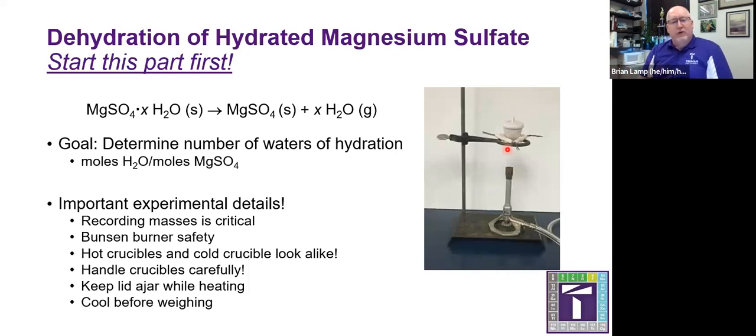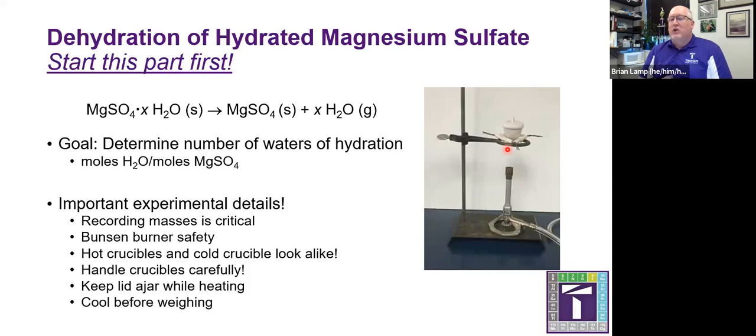Okay, so a few things that you want to keep in mind as you're working through this experiment. You want to make sure that your mass measurements are reliable. So be sure that you take care to record the mass measurements that are necessary, and that you've got some confidence in those. And you want to make those mass measurements when the crucible is cool. How do you know when a crucible is cool? It can be difficult because a hot crucible and a cold crucible look the same.